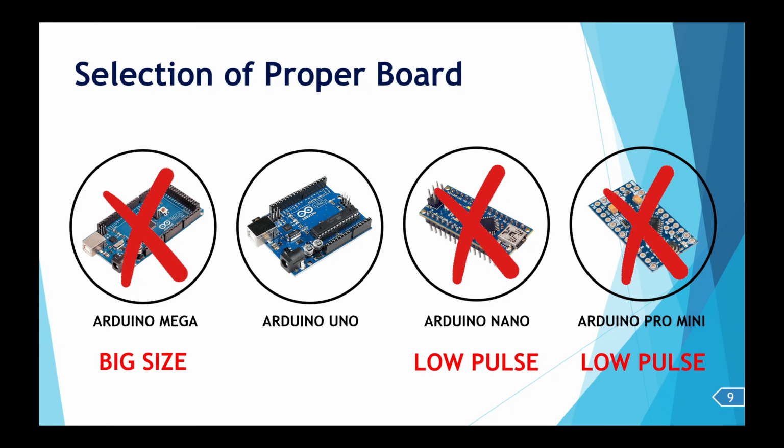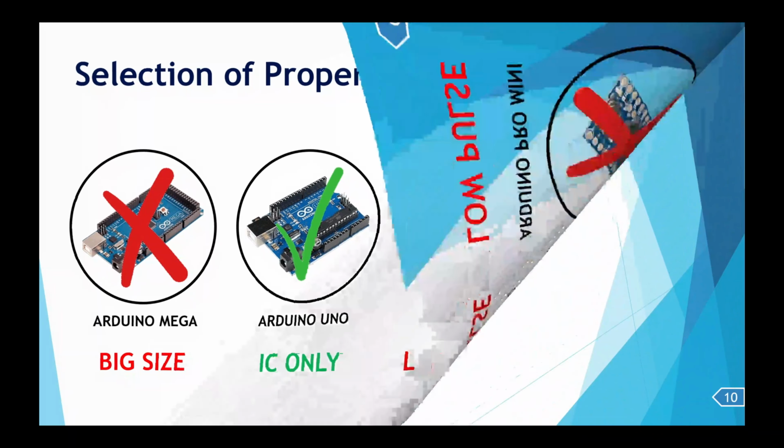Now the one and only remaining Arduino board is the Arduino Uno. Now you may ask me a question: the Arduino Uno board is not so small that you can use it in this project. So that's why, though the Arduino Uno is right, we will only use the Arduino Uno IC. That means we only use the Atmega 328P microcontroller. We will not use the total Arduino Uno module. Well, now our Arduino board selection is done.